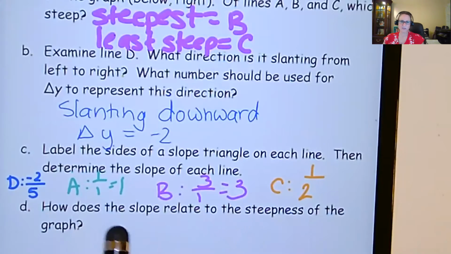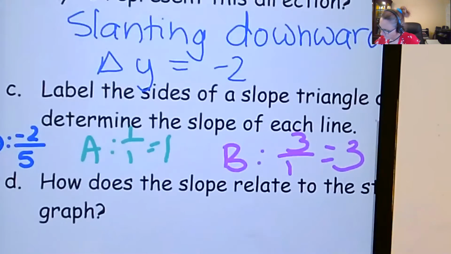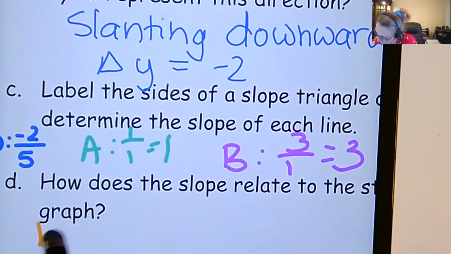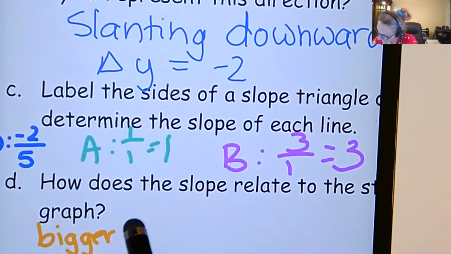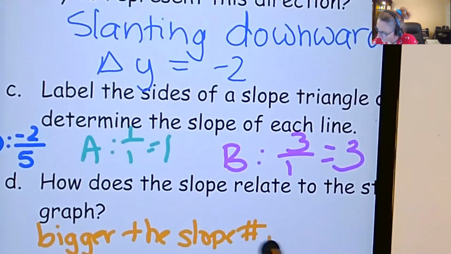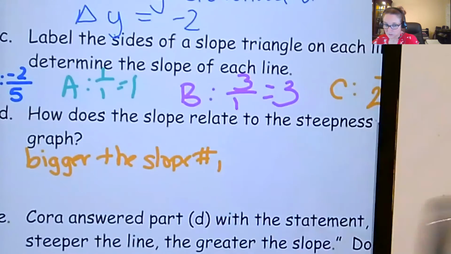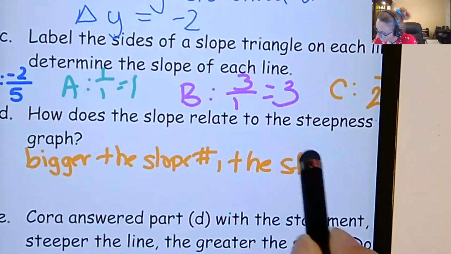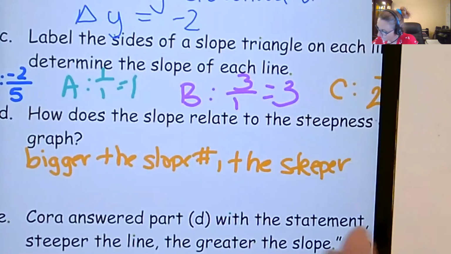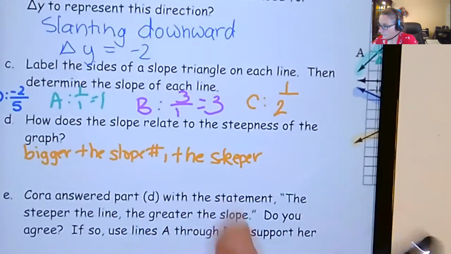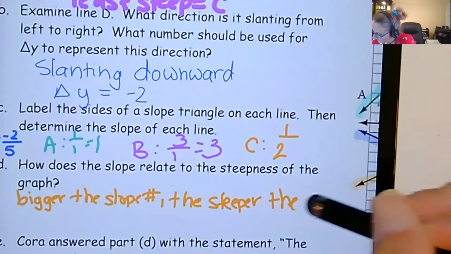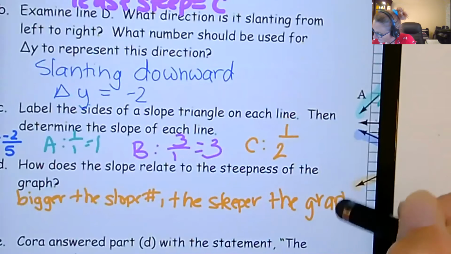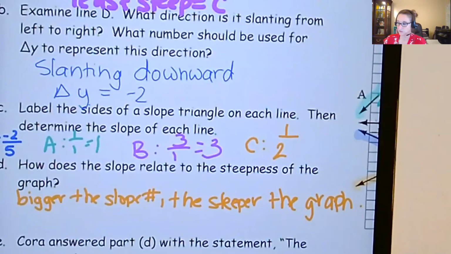So here it says, how does the slope relate to the steepness of the graph? So the bigger the slope number, the steeper the graph. And obviously the smaller the slope number, the less steep.